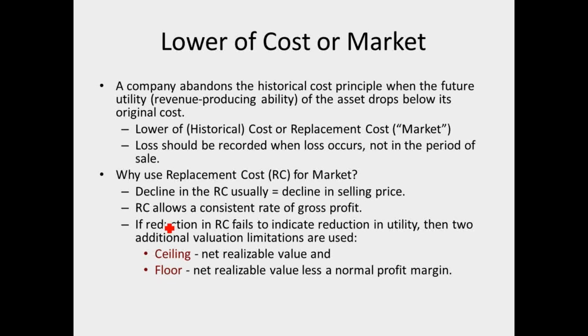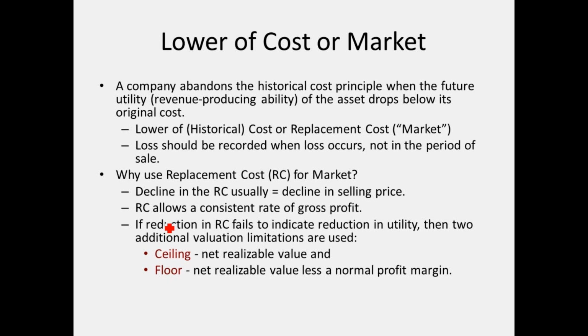So what do you have to do in those situations? You have to write down your inventory to the lower of cost or market. The idea here is you can't leave stuff on your books as an asset at a high value if it's not going to provide future benefits. It doesn't meet the definition or the criteria of an asset anymore.